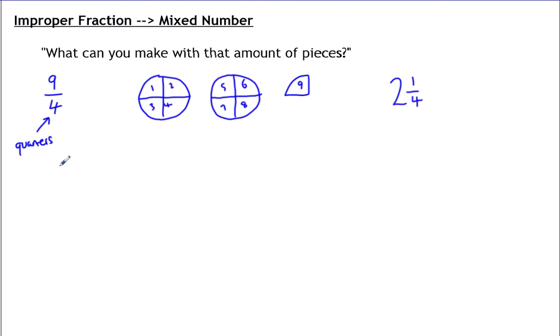If we have a look at another one, we'll go for 11/3. Now this time we're working in thirds. So I'm not going to be drawing the same as these, because if we're working in thirds, you only need 3 pieces to make a whole. So it looks a bit like the Mercedes badge when you're working in thirds. You must look at the denominator and make sure you're working in the right amounts. So we're in thirds this time. So 1, 2, 3 make a whole.